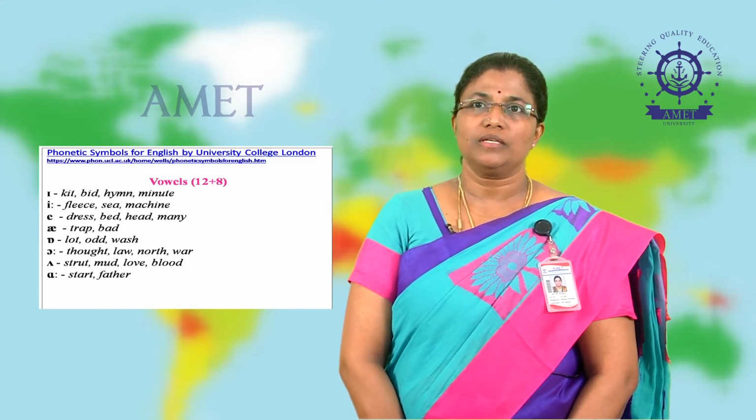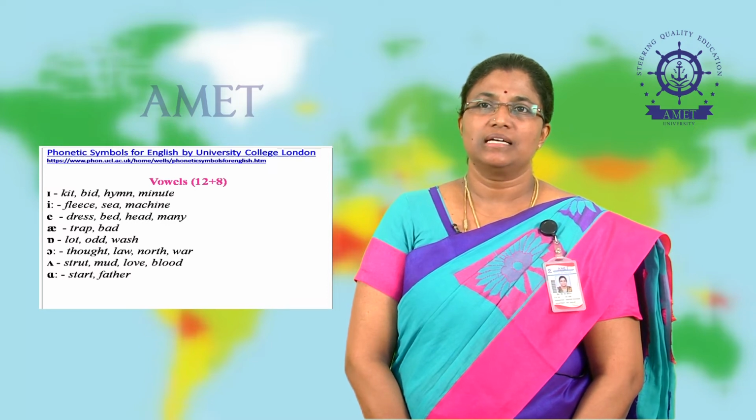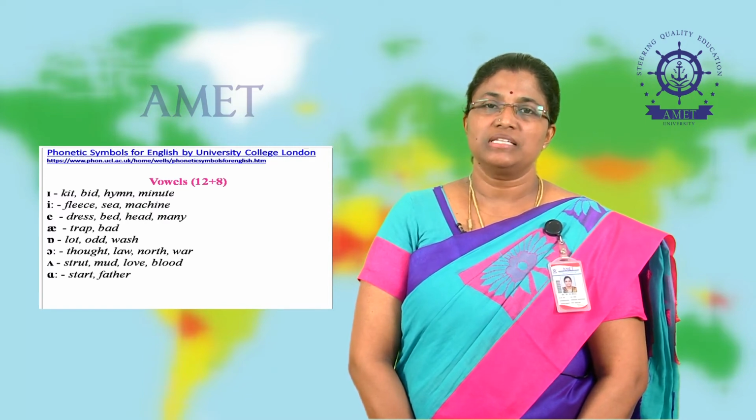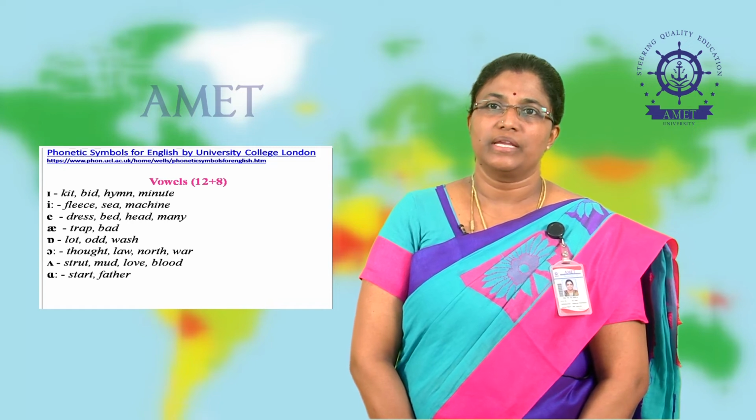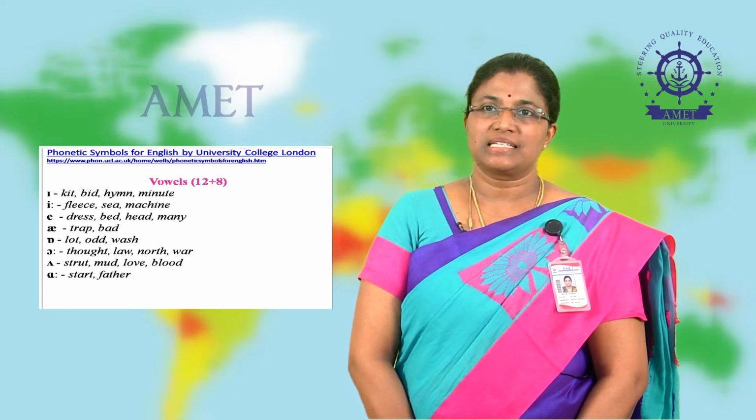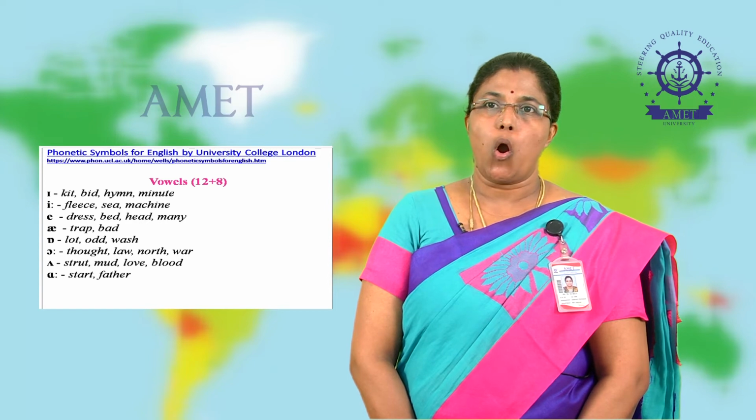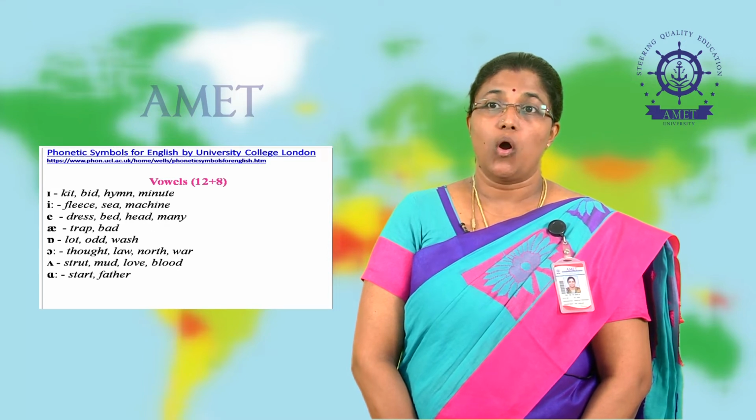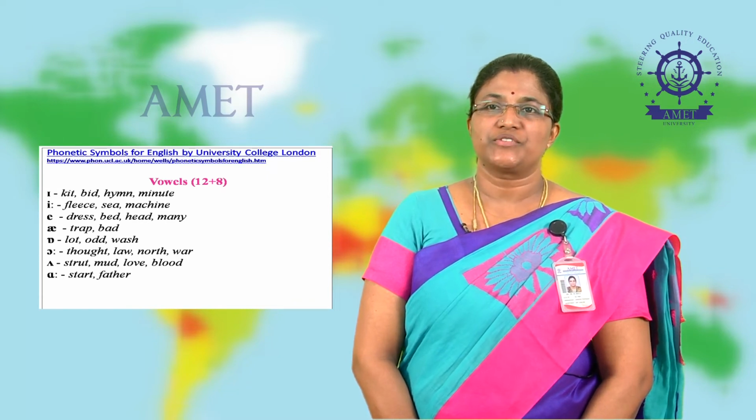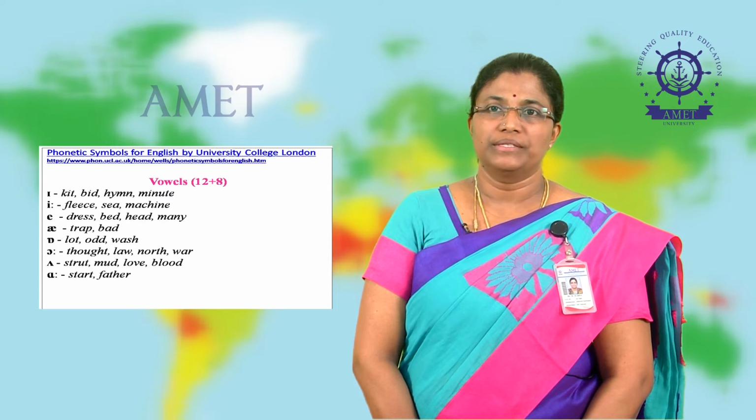First sound, short E, as in kit, bid, him, minute. Second sound, long E, as in fleece, sea, machine. Third sound, A, as in dress, bed, head, many. Fourth sound, as in trap, bad. Next sound, O, as in lot, odd, wash. Next sound, O, as in thought, low, north, war. Next sound, short, as in strut, mud, love, blood.